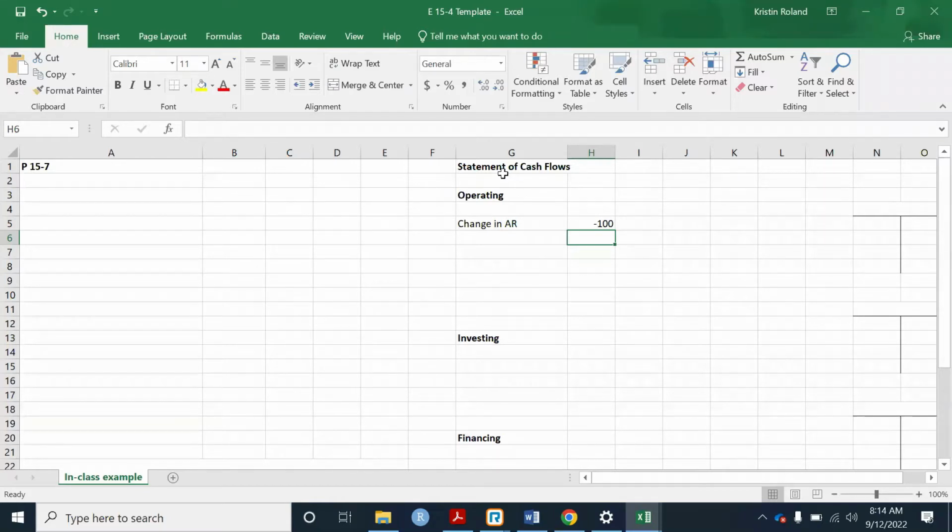Okay, how about inventory? Where's that going to go? What section? Operating. Did that go up or go down? Down. So what am I going to put here? What amount? Good. Plus 50, yep. Good. How about prepaid expenses? Did that go up or go down? It went up. So what am I going to do with that? In which section, RJ? Operating. Good.